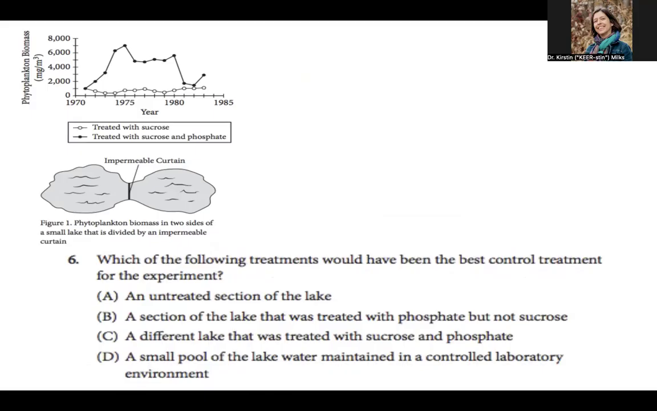Number 6. Which of the following treatments would have been the best control treatment for the experiment? A, an untreated section of the lake. B, a section of the lake that was treated with phosphate but not sucrose. C, a different lake that was treated with sucrose and phosphate. D, a small pool of lake water maintained in a controlled laboratory environment.